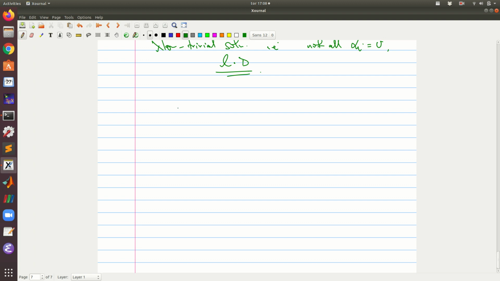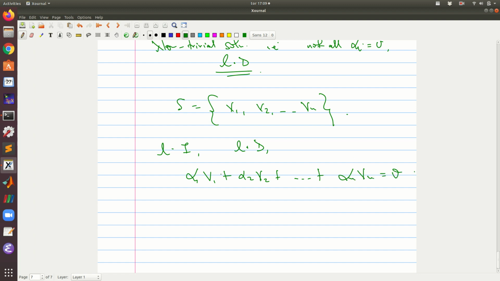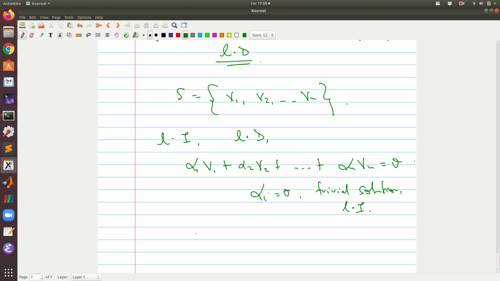In summary, if we have a set S of vectors v1 up to vn and want to check whether the set is linearly independent or linearly dependent, we simply write down this homogeneous system and try to solve it. If we find that alpha i equals 0, i.e. the only solution is the trivial solution, then our set is linearly independent. However, if we find that any one of them is not 0, then we have linear dependence. Let us look at a quick example here.